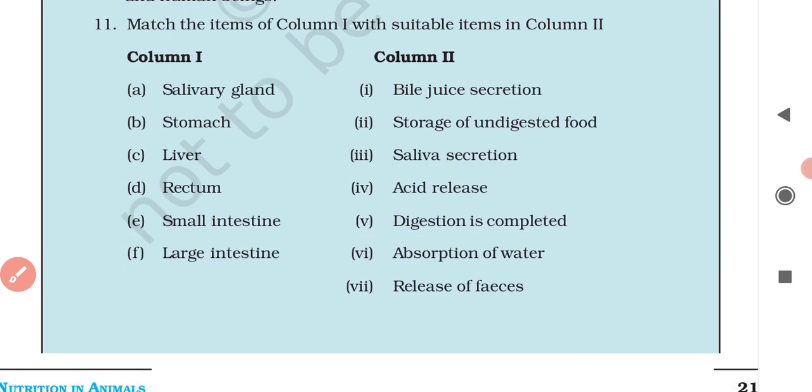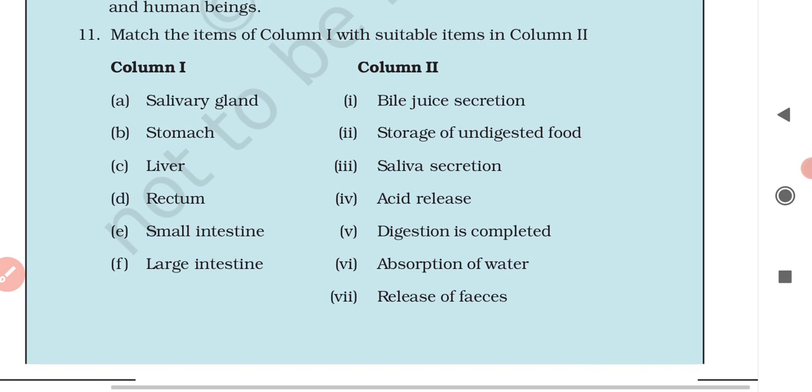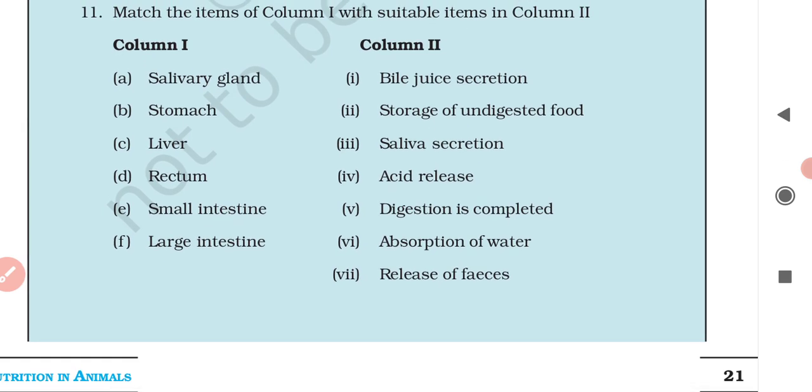Next, let us go to question number 11. The answer of question number 10 also I will provide in the next video or in the next class. So question number 11: match the items of column 1 with suitable items in column 2. Some of the organs or glands are given in column 1, and the secretion or the functions of these organs or glands are given in column 2. So you have to match them. Let us start the matching.